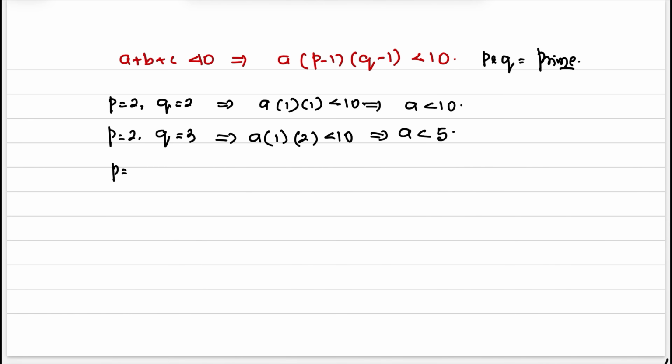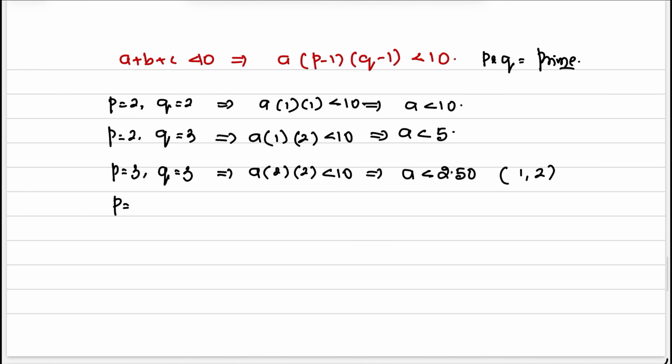For example, P is equal to 3. What happens? Q is equal to 3, that implies a into 2 into 2 is less than 10, implies a is less than 2.5. That means what are the possible values of a? Possible values of a are 1 and 2. That means if a is equal to 1 and p is equal to 3 and q is equal to 3, we have a solution.